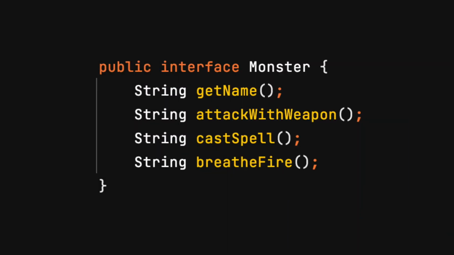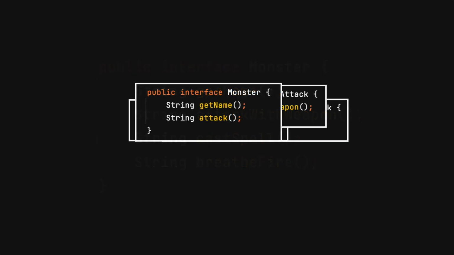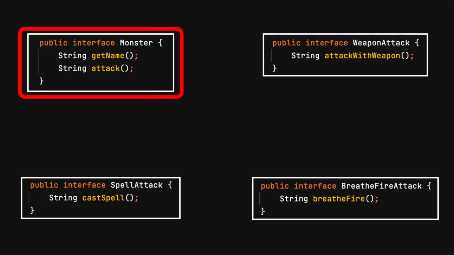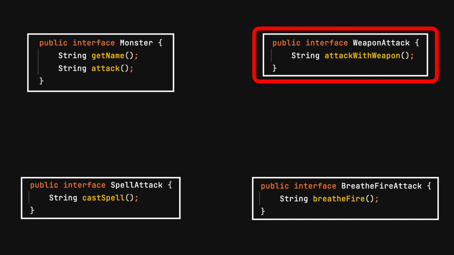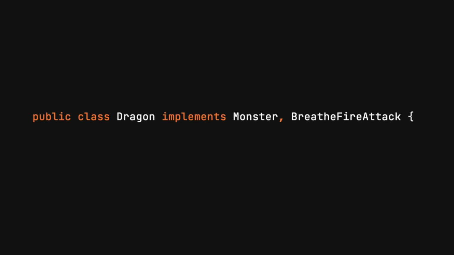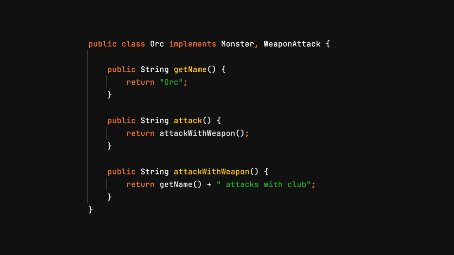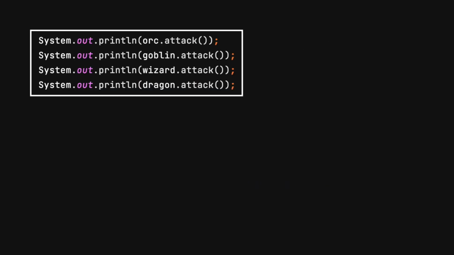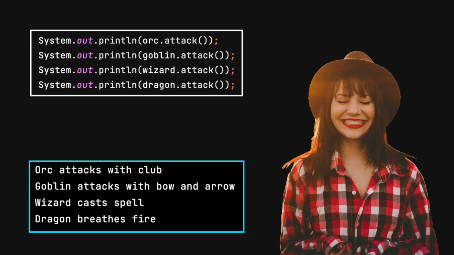The monster interface should be split into smaller interfaces that more accurately define the expected behaviors. Now the monster interface has methods needed by all children. Other interfaces like weapon attack, spell attack, and breathe fire attack can be implemented by the specific child that needs that behavior. Notice how the dragon class can implement two or more different interfaces. Here are the monsters. Now this works.